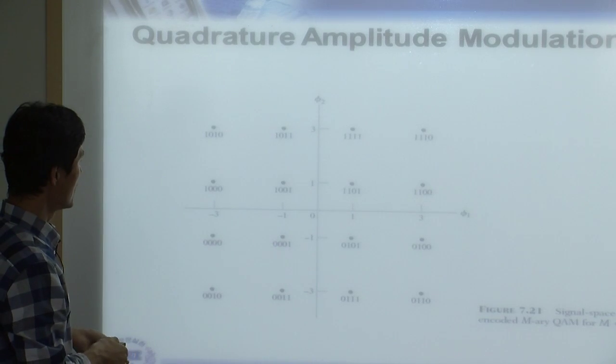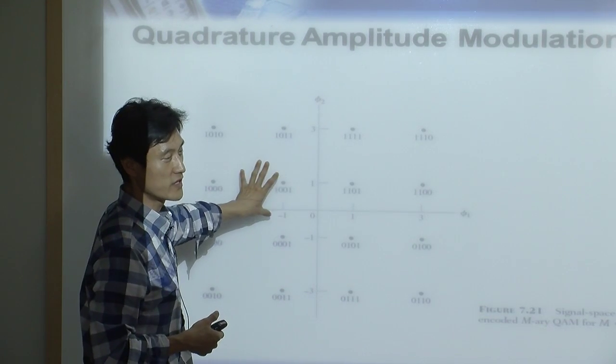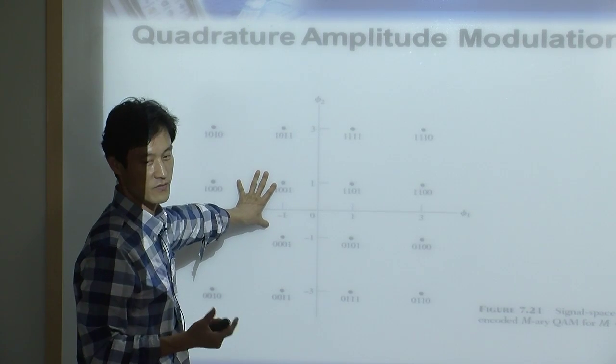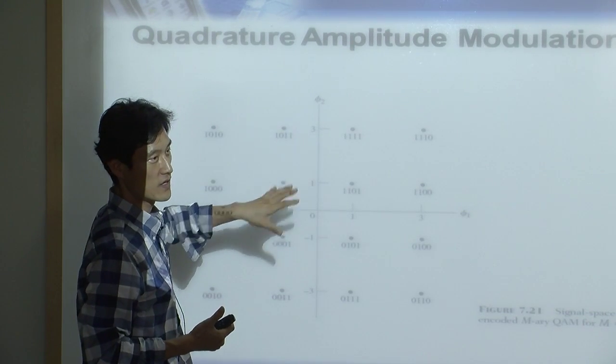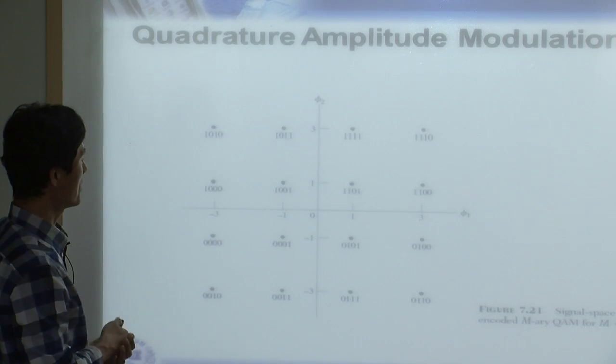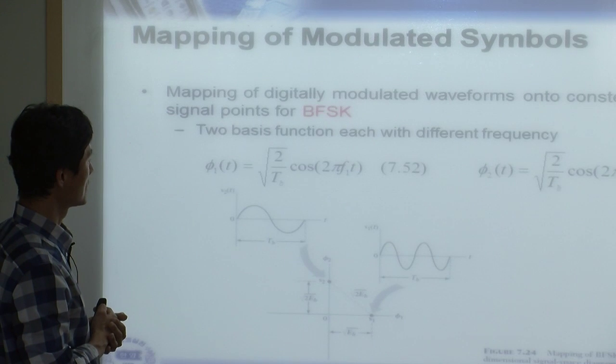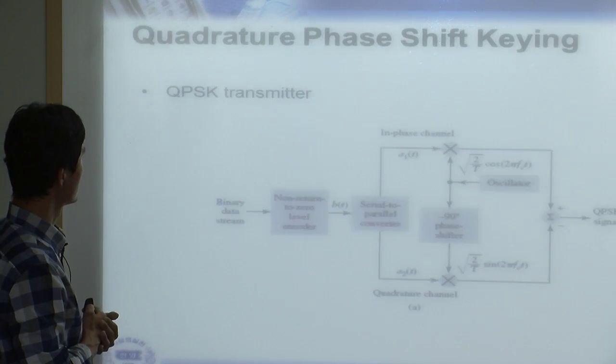So that's QAM. This is very popular. Your LTE phone is already using QPSK and this 16 QAM. So it's a very popular modulation. Let me skip these things.